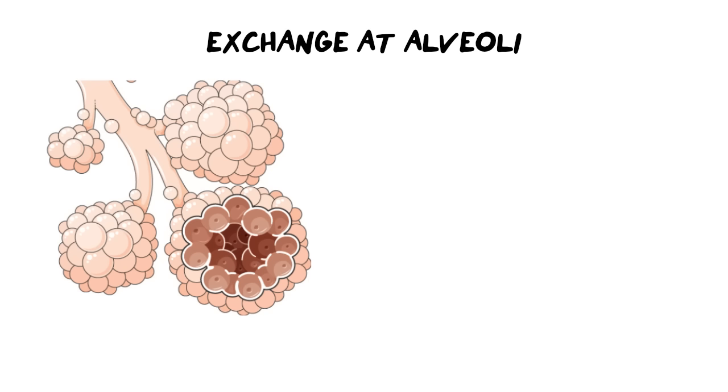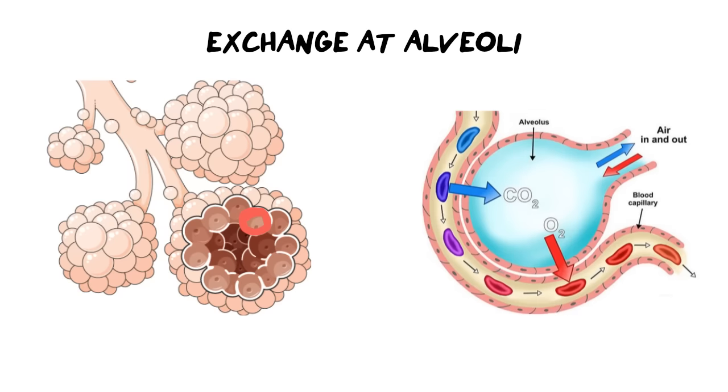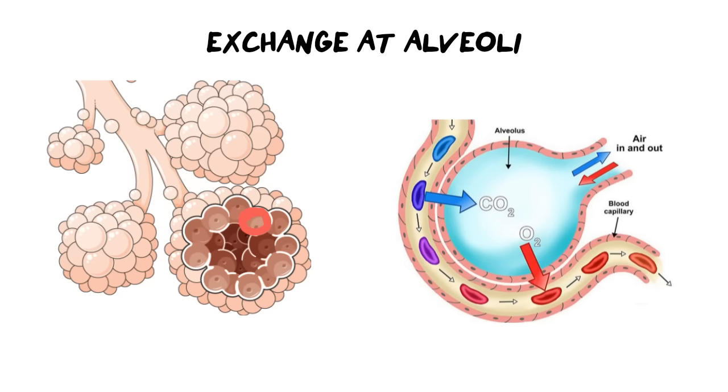Now that we've looked at how the gases get down to the alveoli, we need to look at what is actually happening inside these alveoli and how you actually exchange the gases. So I'm going to zoom in on one of these alveolus, and we're going to look at how the gases move across the cellular walls into the bloodstream. So we have cut one in half here, and in any exam or test, you may be asked to draw or label this, so be very aware of that when you are preparing for your exams.